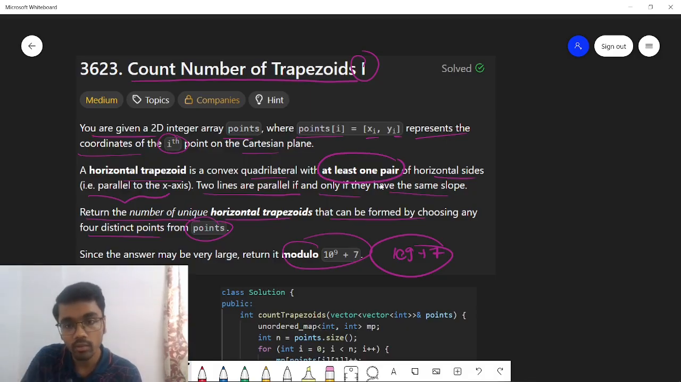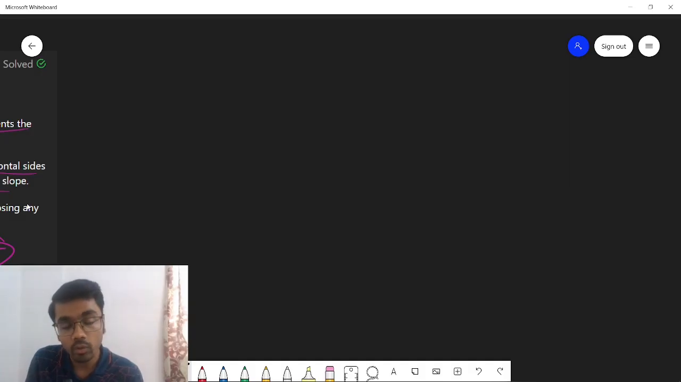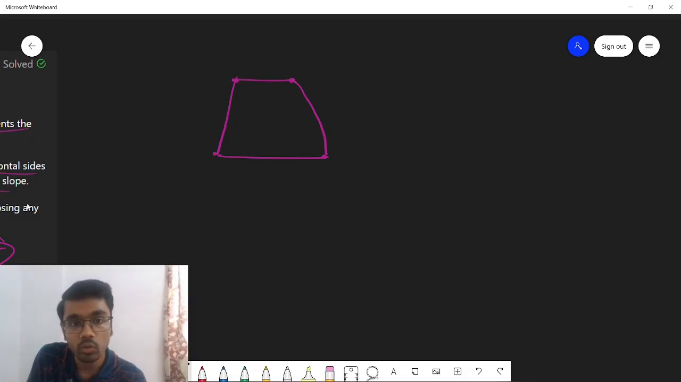So let me just explain it to you. What the question is saying is that we need to count the total number of horizontal trapezoids. Now what is a horizontal trapezoid? Let's say we have 2 points here like this and 2 points here like this. So there are total 4 points. So we can connect these 2 points. So we can say that this is a horizontal trapezoid. But why is this a horizontal trapezoid? Because it has a pair of lines which is parallel to the x-axis.